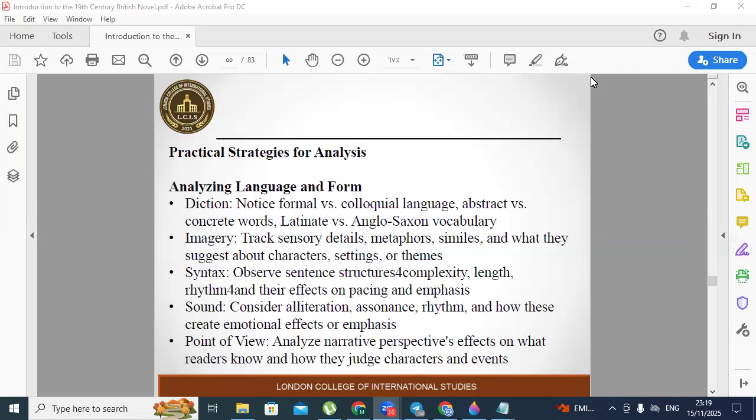So, analyzing language and form. Diction: notice formal versus colloquial language, abstract versus concrete words, Latinate versus Anglo-Saxon vocabulary. Imagery: track sensory details, metaphors, similes, and what they suggest about character, settings, and themes. Syntax: observe sentence structures, complexity, length, rhythm, and their effects on pacing and emphasis.